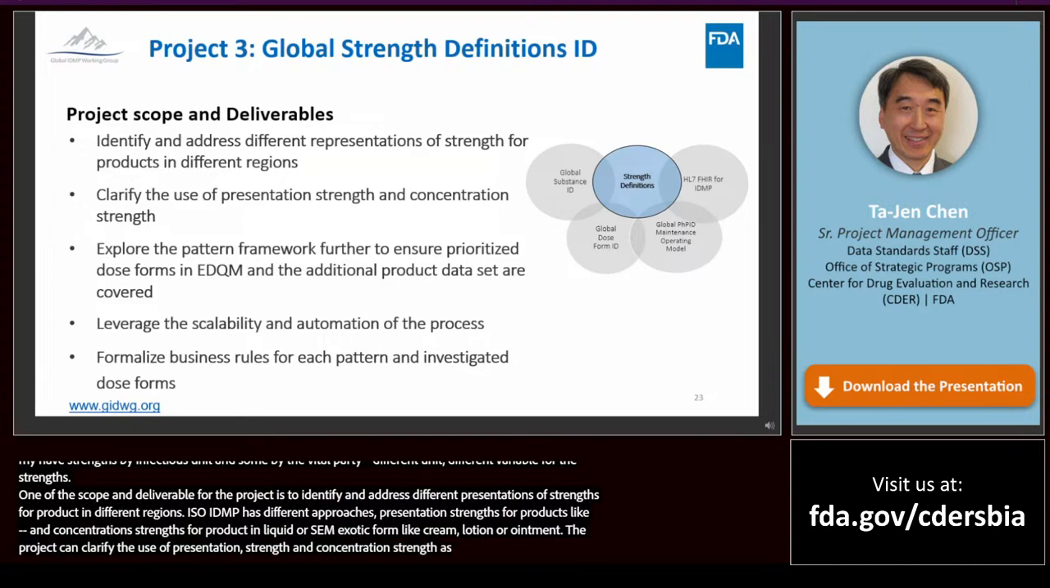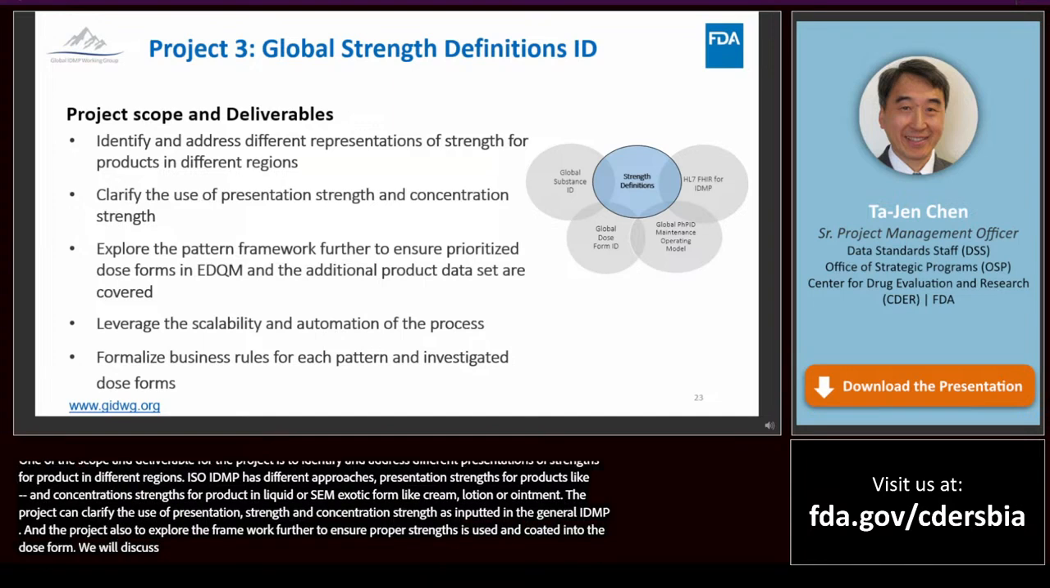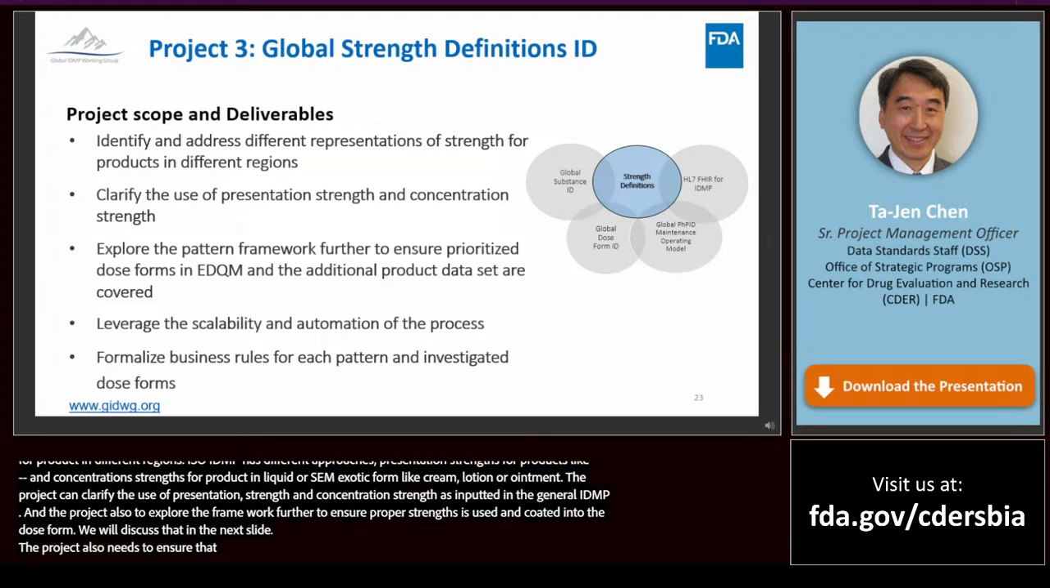And the project is also to explore the pattern framework further to ensure proper strength is used according to the dose form. And we will discuss about the pattern framework in next slide. The project also needs to ensure the process is scalable and can be automated, and to formalize business rules for each pattern and the dose forms.